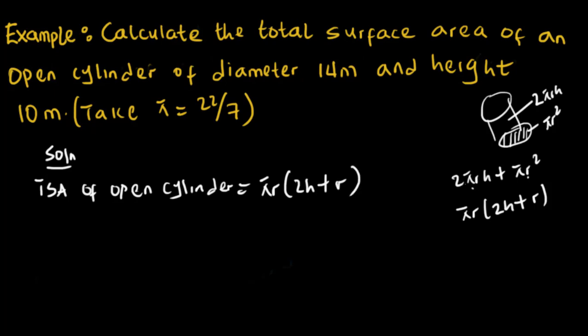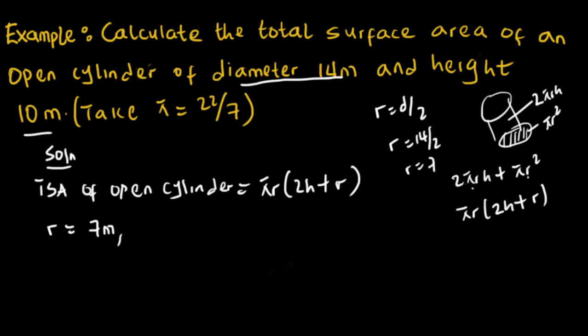Does this make sense? Now the next thing you want to do is to highlight what we are given from the question. We are told that diameter is 14 meters, but we don't have diameter in the formula, but we can get radius from diameter. Radius equals diameter over 2. Radius equals 14/2, so radius equals 7 meters. We are told that height is 10 meters, so h equals 10 meters. Then lastly, we're told to take pi equals 22/7.